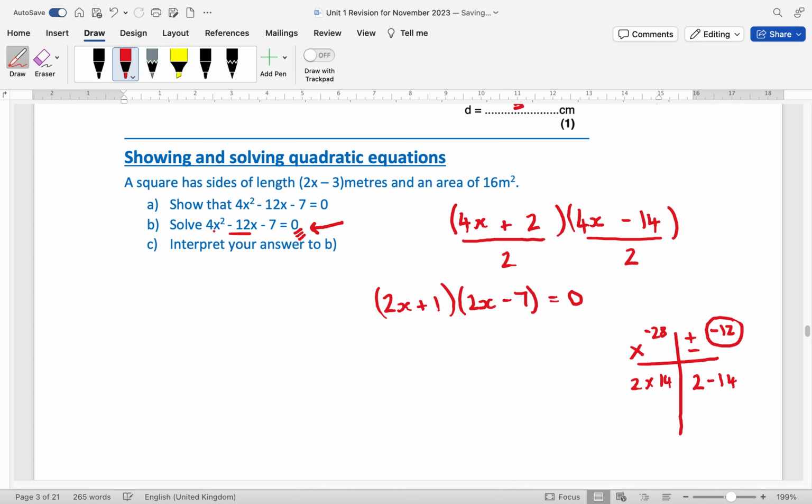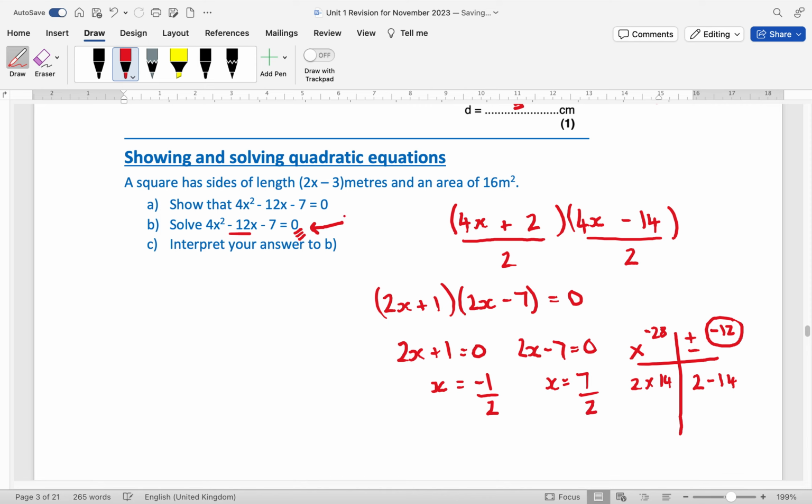So now let's get into the bit we actually are meant to do. We factorize, now we solve. We've got to bear that in mind, right? Solving a quadratic in paper 1 means factorize. So either 2x plus 1 equals 0, so x equals minus 1 divided by 2. Or 2x minus 7 equals 0, so x equals positive 7 divided by 2.